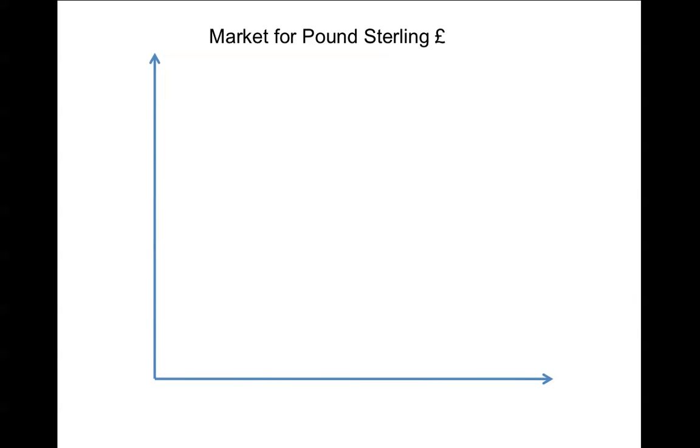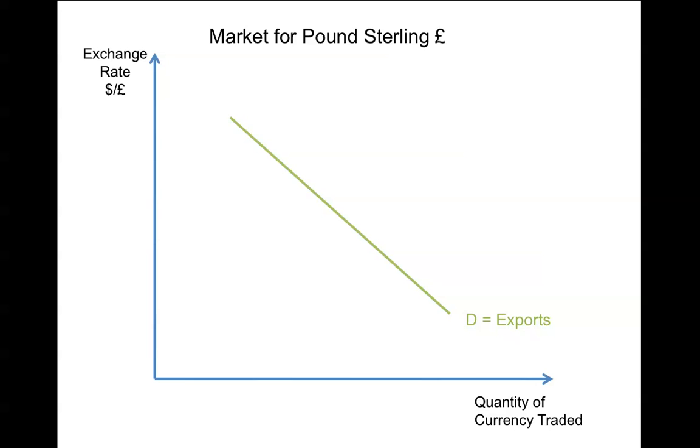Well, it's a simple supply and demand diagram. We've got to make sure we get the labels right. On the y-axis, we say exchange rate. I've said here pounds or dollars per pound, just as an example. And on the x-axis, we say quantity of currency traded. So we've got our demand. Now, demand is equal to our exports because if people want our exports, they need to have our currency, so that's part of the demand for the currency.